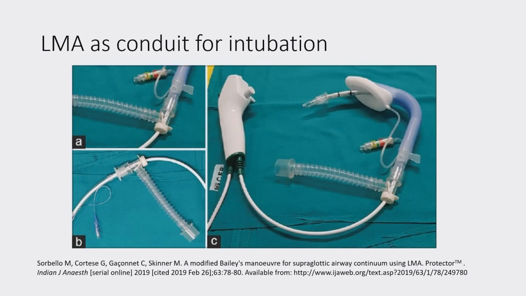This is another picture showing a similar setup. There's an LMA together with a fiber optic bronchoscope loaded with an ET tube that can be inserted into the lumen of the LMA. In this picture, the LMA is connected to a breathing circuit to provide oxygenation during the procedure.